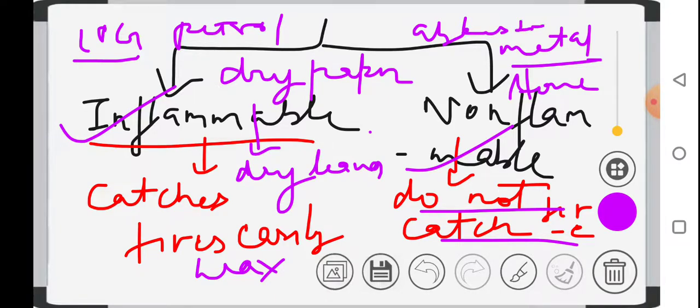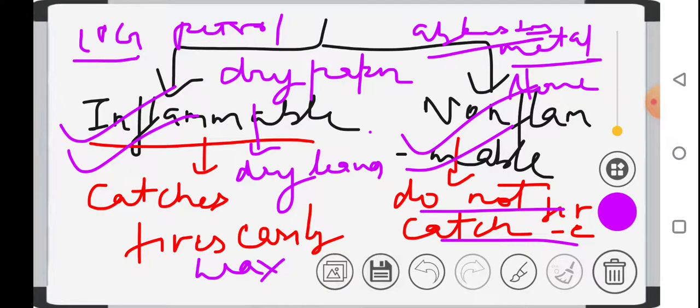Asbestos. Now, what is asbestos? It must be given in the book under the example of non-flammable. Asbestos is a naturally occurring fiber. Usually asbestos की sheets बनती हैं. They also do not catch fire immediately, right? They do not catch fire easily. So inflammable substances are those substances which catch fire easily, and non-flammable substances are those substances that do not catch fire easily.